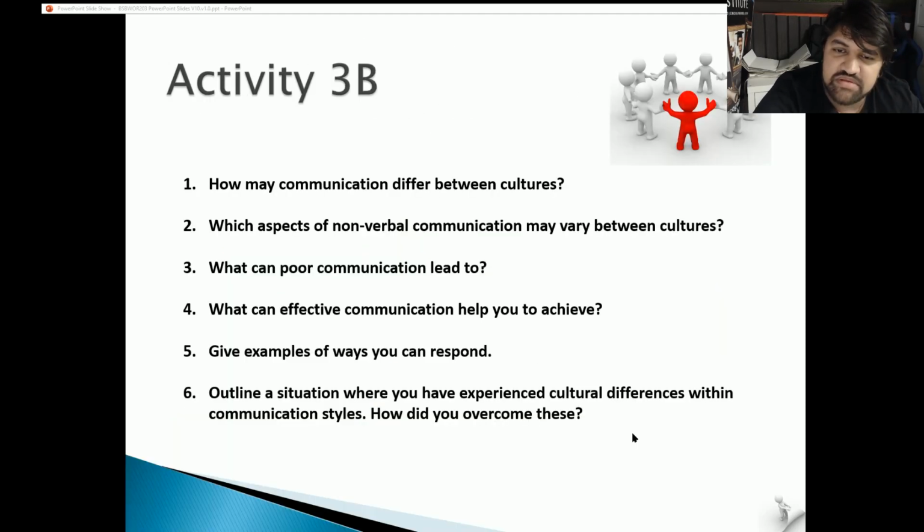So activity 3B, how may communication differ between cultures? So communication is different, especially from region to region. It can depend on the language, obviously. It can depend on the age. It can depend on the verbiage. It can depend on the speed or the pace of how they speak.